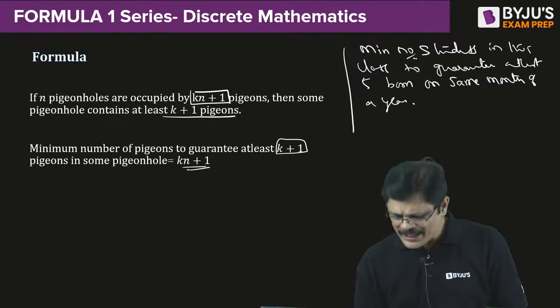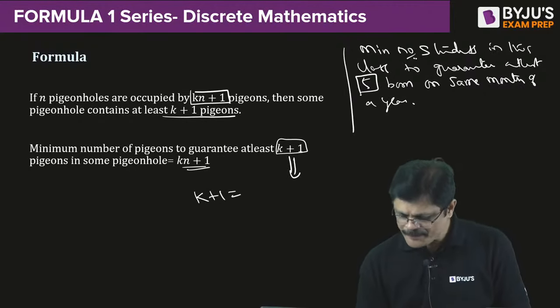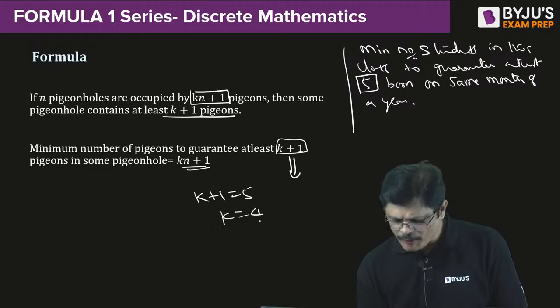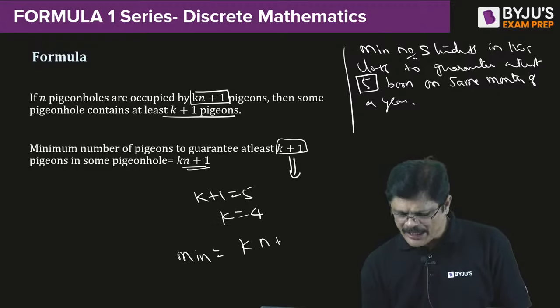Very good. So here he said at least. See, this at least value is given, sir. That is, k plus 1 is given as 5. That is, k is what? 4. Then what is the minimum number? The minimum number is k into n plus 1.